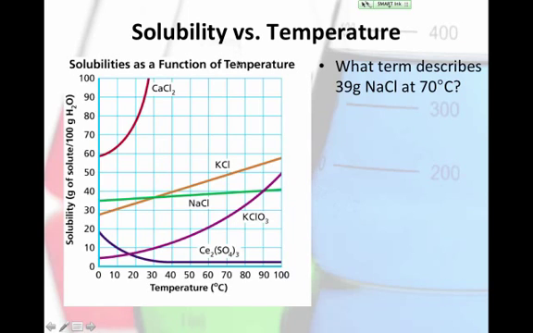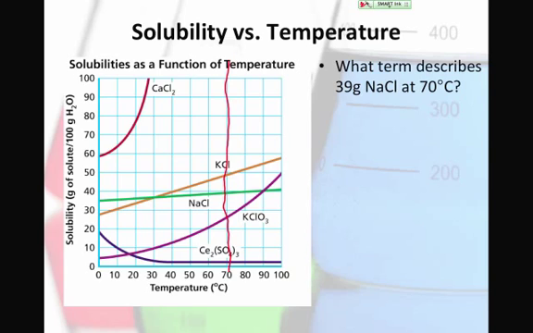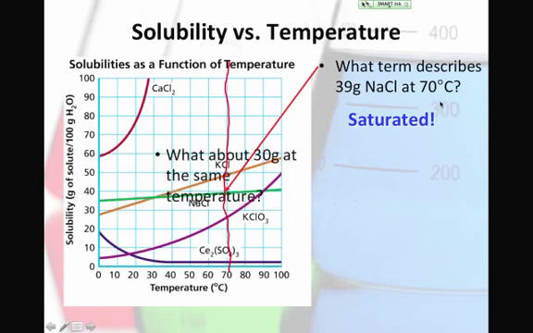For example, what term describes 39 grams of sodium chloride at 70 degrees Celsius? So let's find our 70 degrees Celsius line and see how straight I can draw this line going up. There's my 70 degrees line. And I'm going to leave that there because all these questions have to do with what happens at 70 degrees. So find 39 grams. Here's 40. I want 39 just below it at 70 degrees, and that puts me right on the line. That would be called saturated because now we got to the maximum amount that we can dissolve at that temperature. So that solution is saturated.